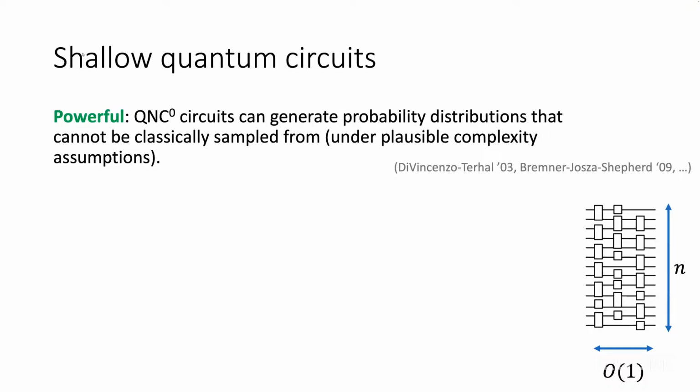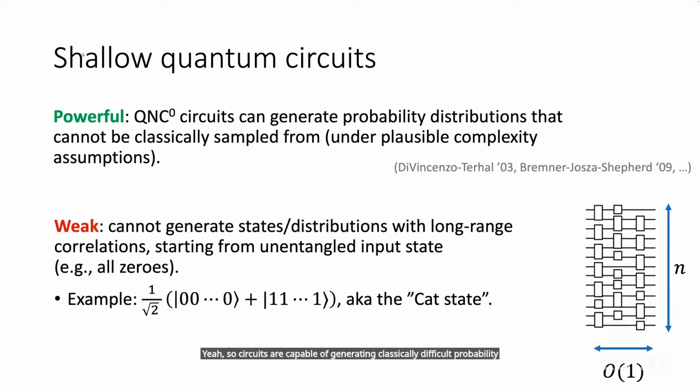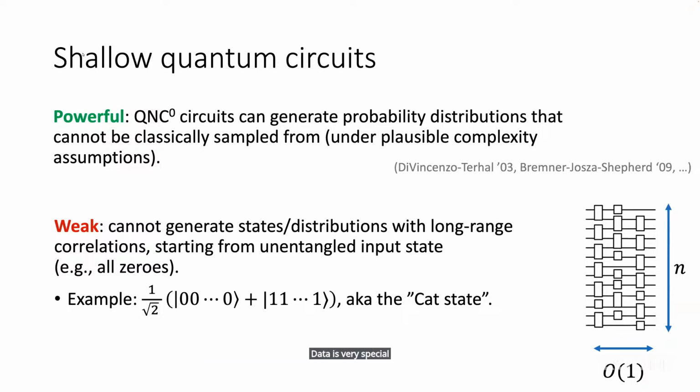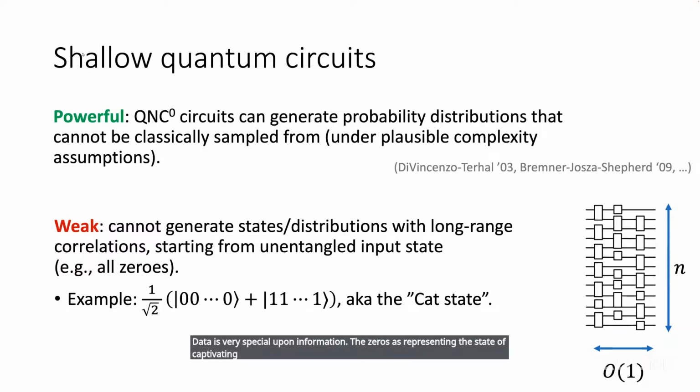So circuits are capable of generating classically difficult probability distributions, but on the other hand, they are still very weak. For example, we know that such constant depth circuits cannot prepare states or even probability distributions with what are called long-range correlations. If you start with an unentangled input state, so you start your qubits all in the zero state, you cannot generate a state that looks like the equal superposition of the all zero state and the all one state. This state is very special in quantum information.